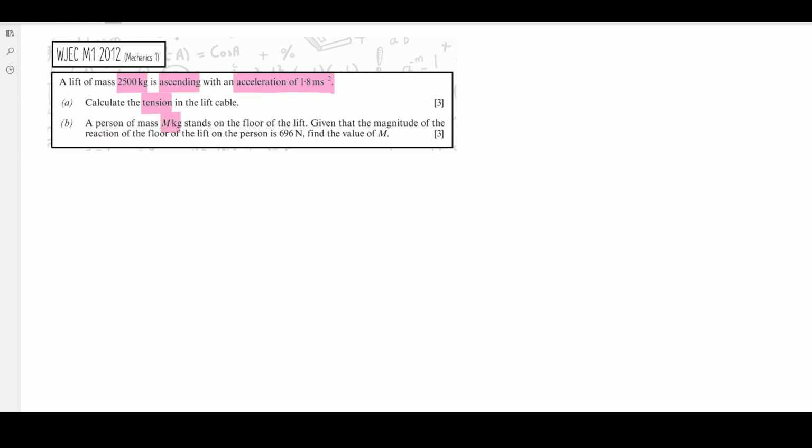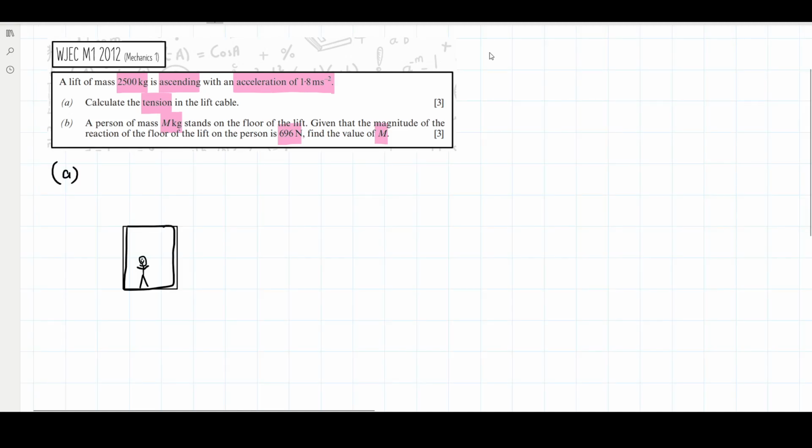that we're not given. We're told the reaction force, and we need to find out what that missing M value is. Feel free to pause the video now, and when you're ready to see the answer, unpause and have a look at the solution. In most problems in mechanics, it's usually a good idea to draw a diagram.